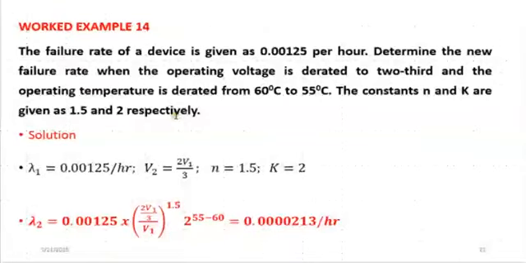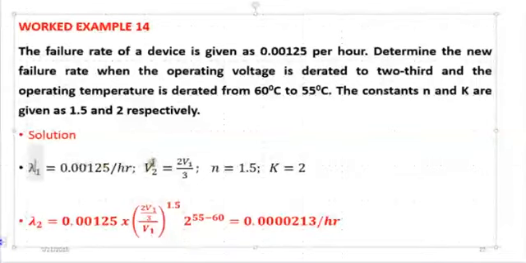Now, let us illustrate this one using a worked example. We are given that the failure rate of a device is 0.00125 per hour. Then we are asked to determine the new failure rate when the operating voltage is derated to 2/3 of the original, and the operating temperature is derated from 60 degrees Celsius to 55. The constants n and k are given as 1.5 and 2 respectively. Now, the solution: my lambda 1 is given, my V2 is equal to 2V1 over 3, that is 2/3, and my n is given and k is given.